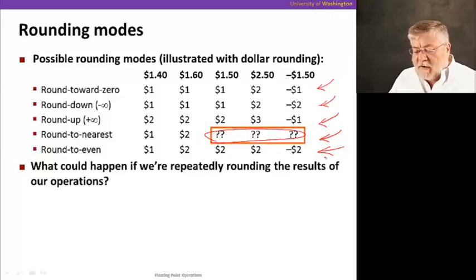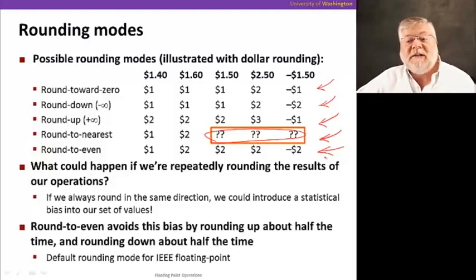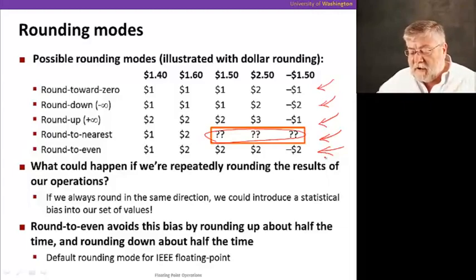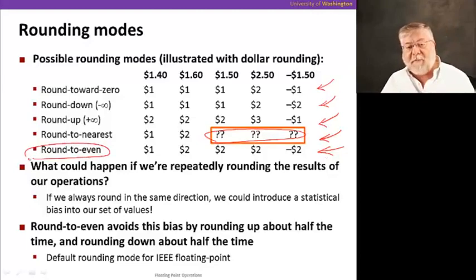Okay, so if we repeatedly round results of our operations, these errors are going to start to accumulate. And if we always round in the same direction, we could introduce a statistical bias into our set of values. So to avoid this, the IEEE floating point standard uses a rounding mechanism closest to round to even. And that's to get about half of them rounding up half the time and half of the time rounding down to avoid that bias if we repeatedly round the numbers.